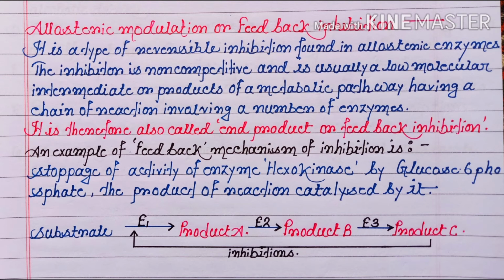As you can see in this diagram, there is a substrate which produces product A with the help of enzyme 1. Then this product A produces product B with the help of enzyme 2, and this product B then again produces product C with the help of enzyme 3. Now this product C inhibits the activity of enzyme 1. As a result, product A will not be produced further by this enzyme. This is a chain reaction.